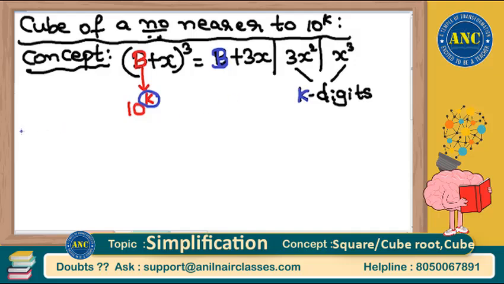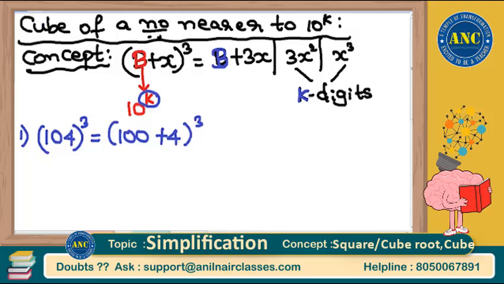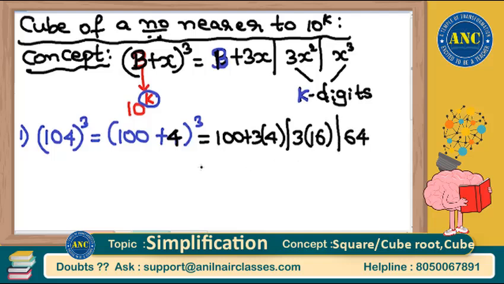Now you will understand it better when I take some numerical values. Suppose, for example, I want to find 104 whole cube. 104 I will express as 100 plus 4. The b value is 100, which is 10 power 2. The x value is 4. Substitute here: b plus 3x, 100 plus 3 into 4, slash 3x square, 3 into 4 square, slash x cube, 4 cube. If I simplify further, 100 plus 12 is 112, this is 48, this is 64.